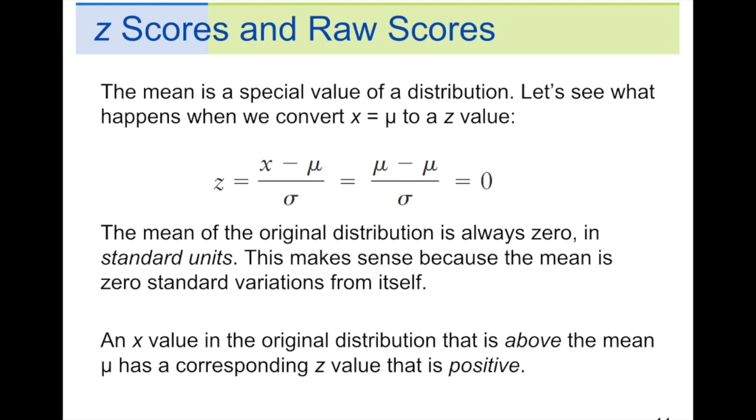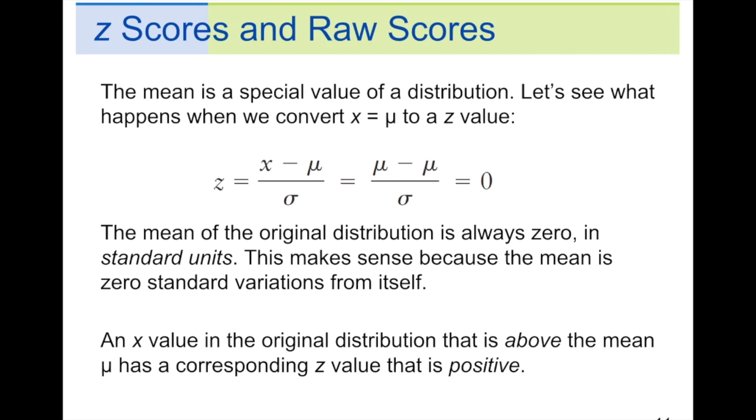The mean is a special value of a distribution. Let's see what happens when we convert x equals mu to a z value. Well, if you do mu minus mu, any number subtract itself, it's 0. 0 divided by sigma is 0. The mean of the original distribution is always 0 in standard units. This makes sense because the mean is 0 standard deviations from itself.